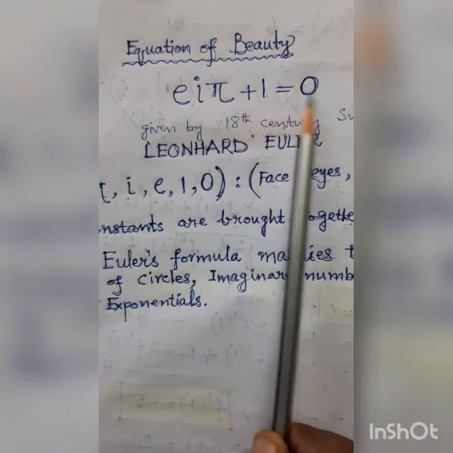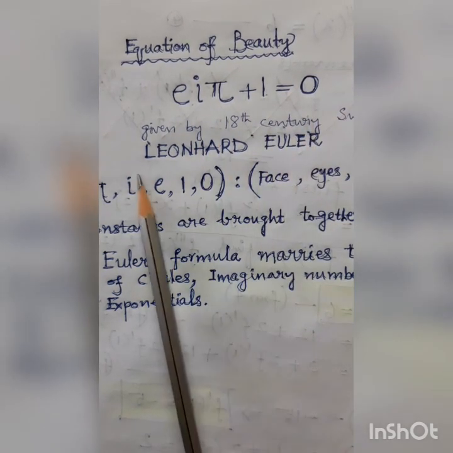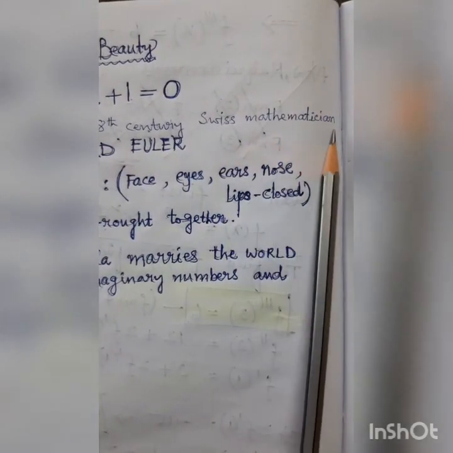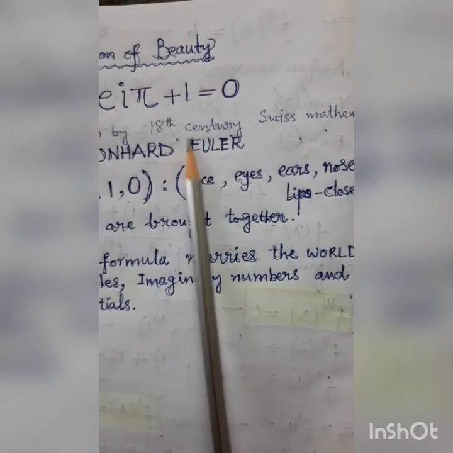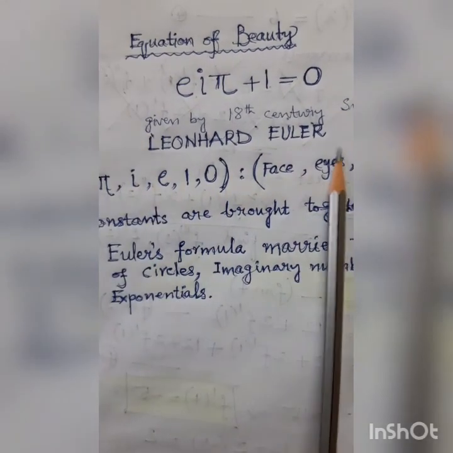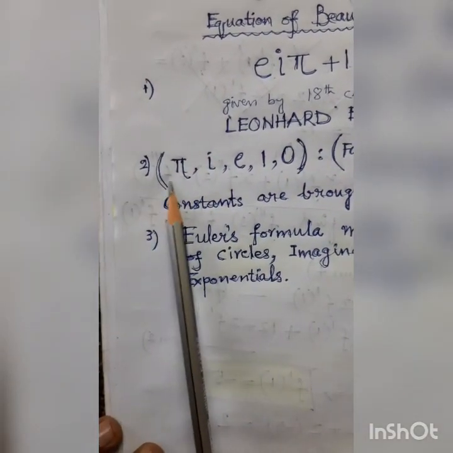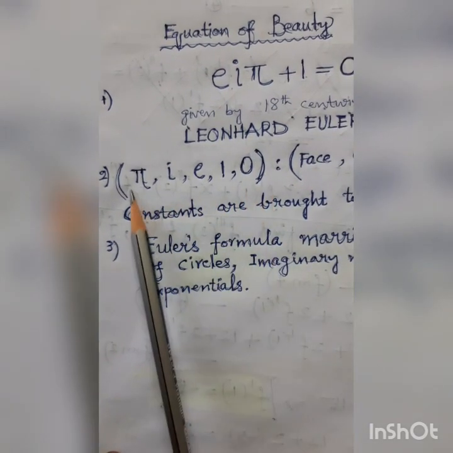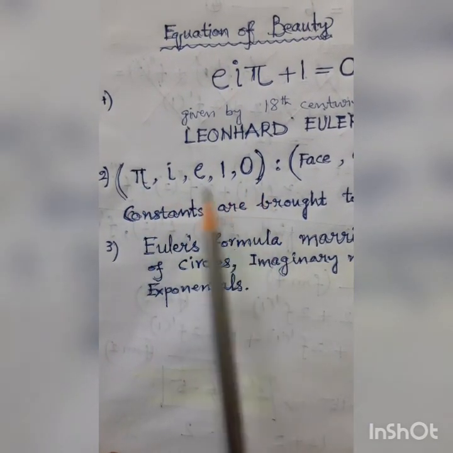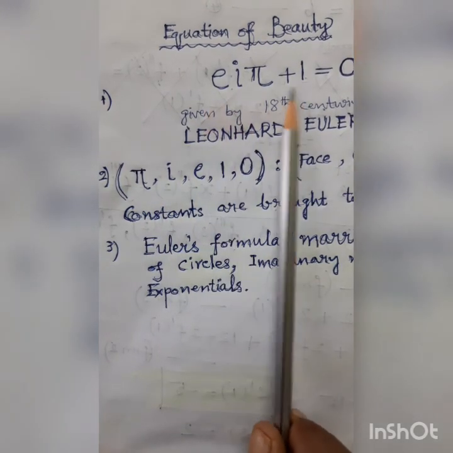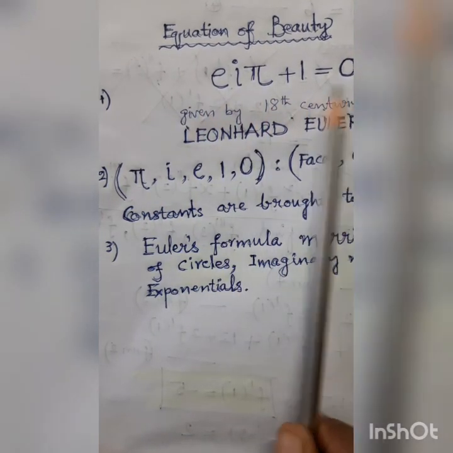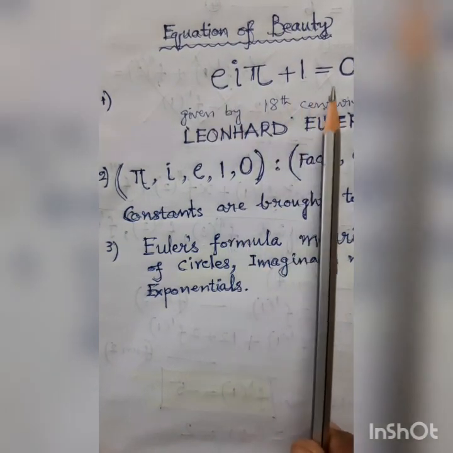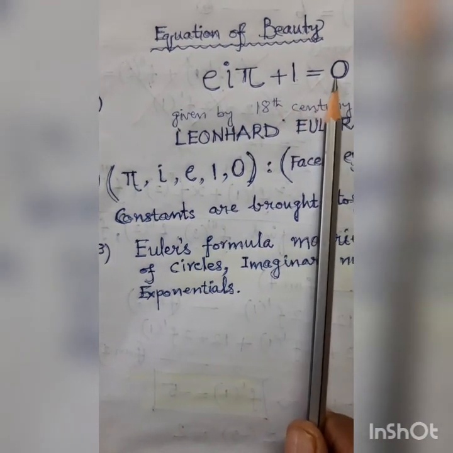e^(i pi) plus 1 equals 0. This is given by the 18th century Swiss mathematician Leonhard Euler. Pi, i, e, 1, 0. These are all the constants in this equation: e^(i pi) plus 1 equals 0. Here pi, i, e, 1, 0.